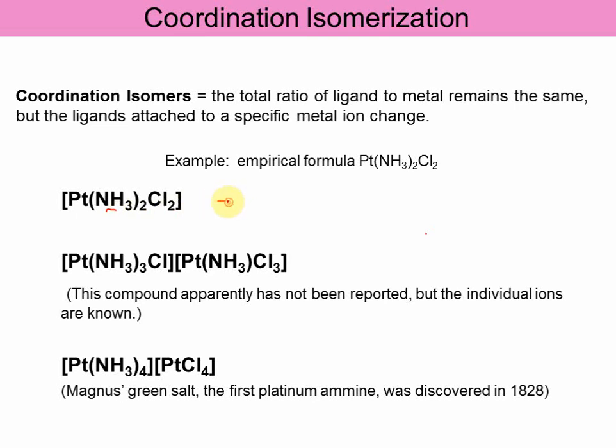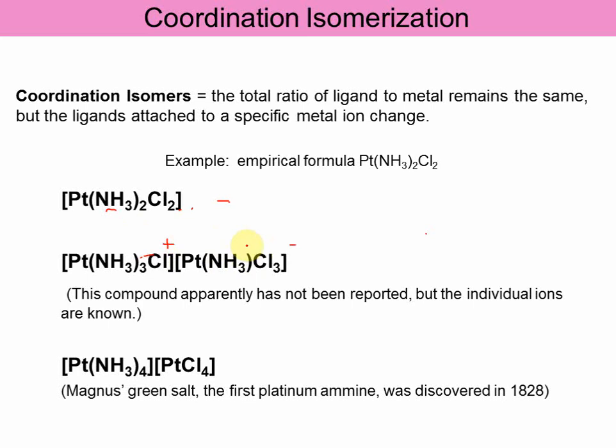Or you could have these 2 complexes that balance each other's charge, where one is a platinum with 3 amines bound to it and 1 chloride. And here we have a platinum with 3 chlorides and 1 amine. So this would have a +1 charge, and this would have a minus charge. So you have to have these two complexes to balance out each other's charge. But then notice there's still always a ratio of 2 amines to 1 platinum.